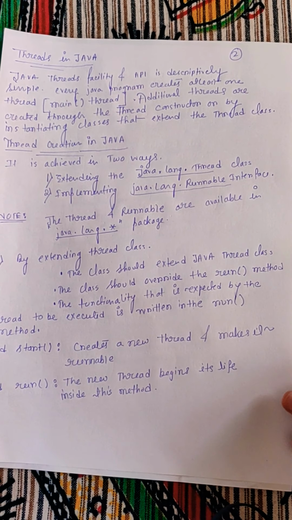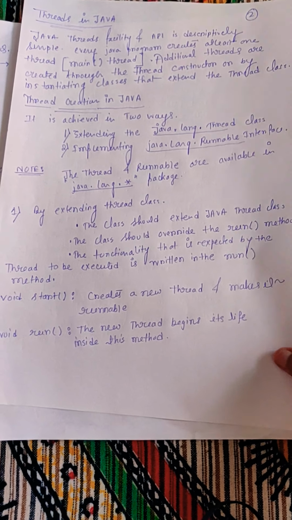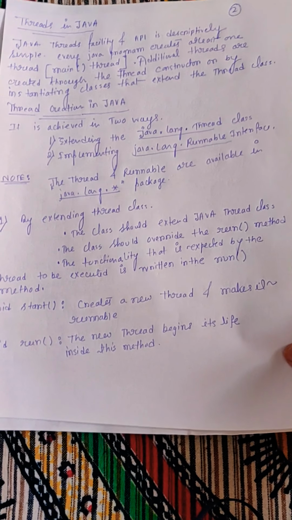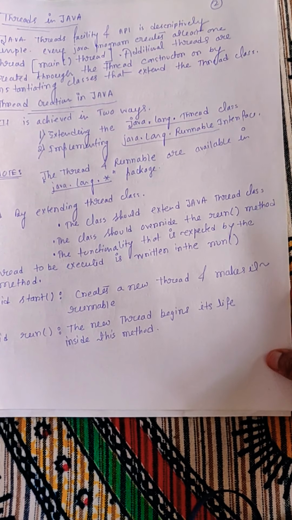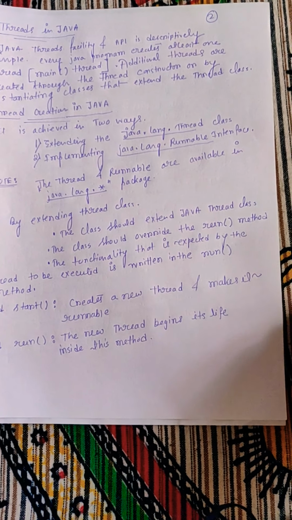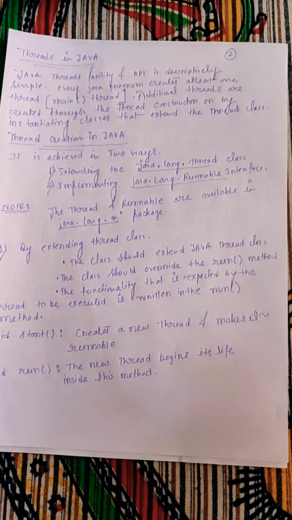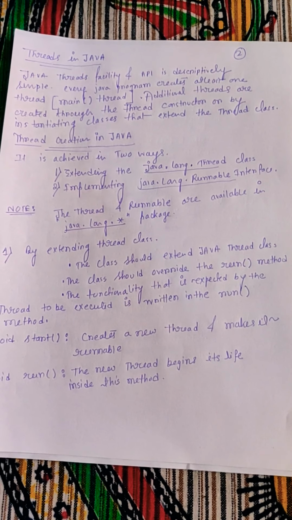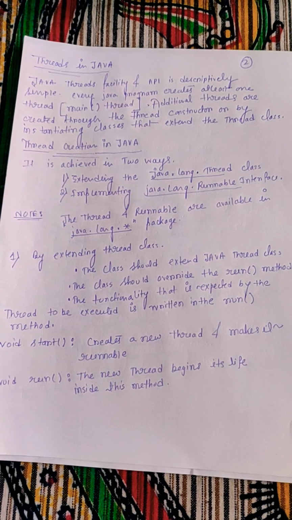Now the first example, by extending the Thread class. How could we create a thread by extending the Thread class? By maintaining 3 points, we can create a thread. The first point is that the class should extend the Java Thread class. Second, the class should override the run method, and third, the functionality expected from the thread should be written in the run method.